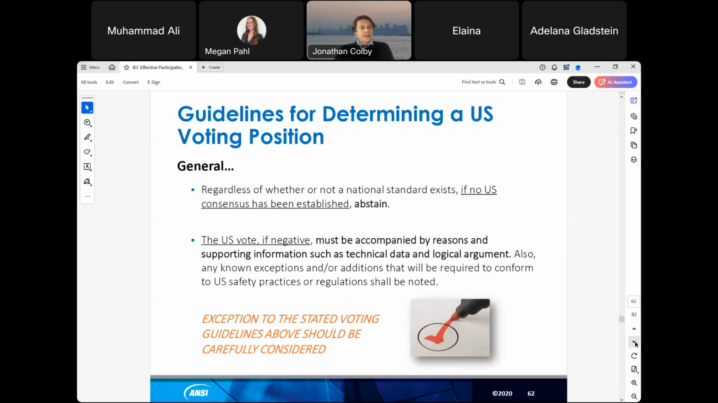If a vote from the U.S. is negative, it must be accompanied by reasons and supporting information such as technical data and a logical argument. It's also noted that any known exceptions or additions that will be required to conform with U.S. safety practices or regulations should be noted in the voting results.